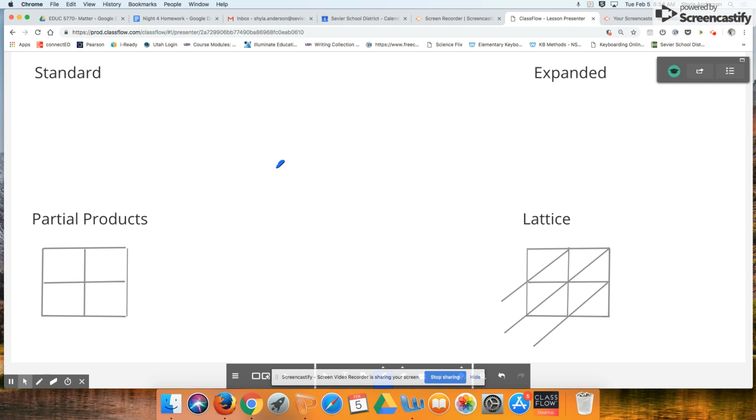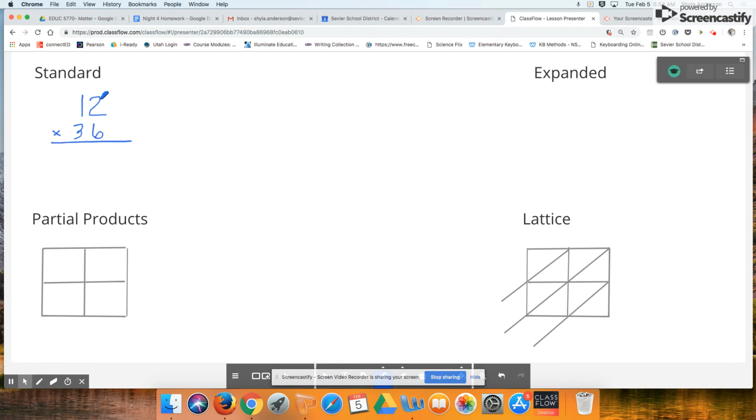Today I am going to show you how to do two-digit multiplication 4 different ways. So we're going to start off with the standard algorithm. Most people use this one. We are going to do the same problem, so 12 times 36, all 4 ways.